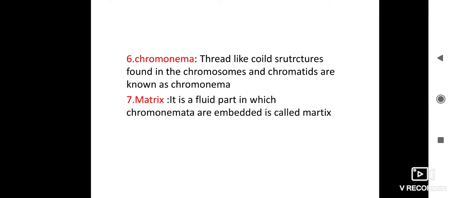Chromonema. Thread-like coiled structures found in the chromosome and chromatid are known as chromonema. Matrix. It is the fluid part in which chromonemata are embedded, called matrix.